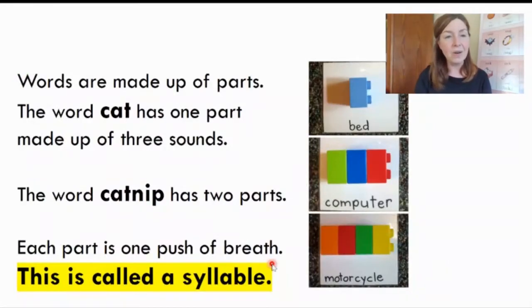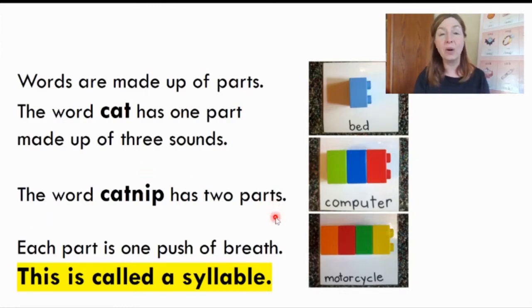So we know that words are made up of parts. The word cat has one part. It's made up of 3 sounds. K, at, cat. One part, but 3 sounds, just like in the word bed. B-ed, bed. Now the word catnip has 2 parts.